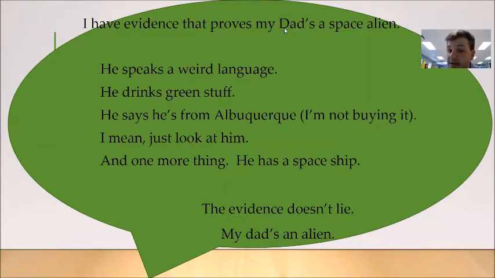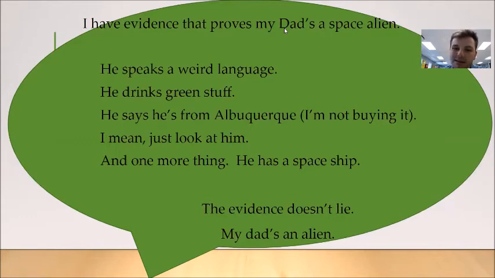And in this case, they're actually all going to be qualitative evidence because they're talking about the quality of her dad. All right. Now, this is where it gets a little bit tricky. Reasoning. Why is her dad an alien? Well, her dad's an alien because he's an alien, right?